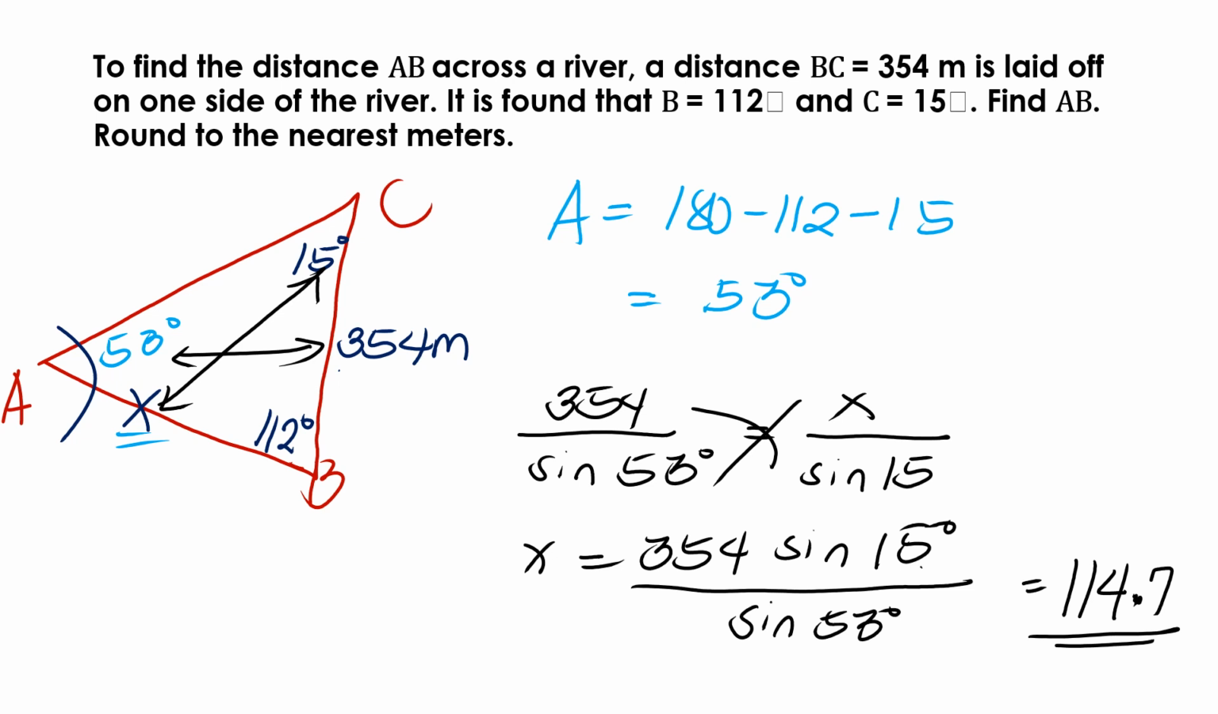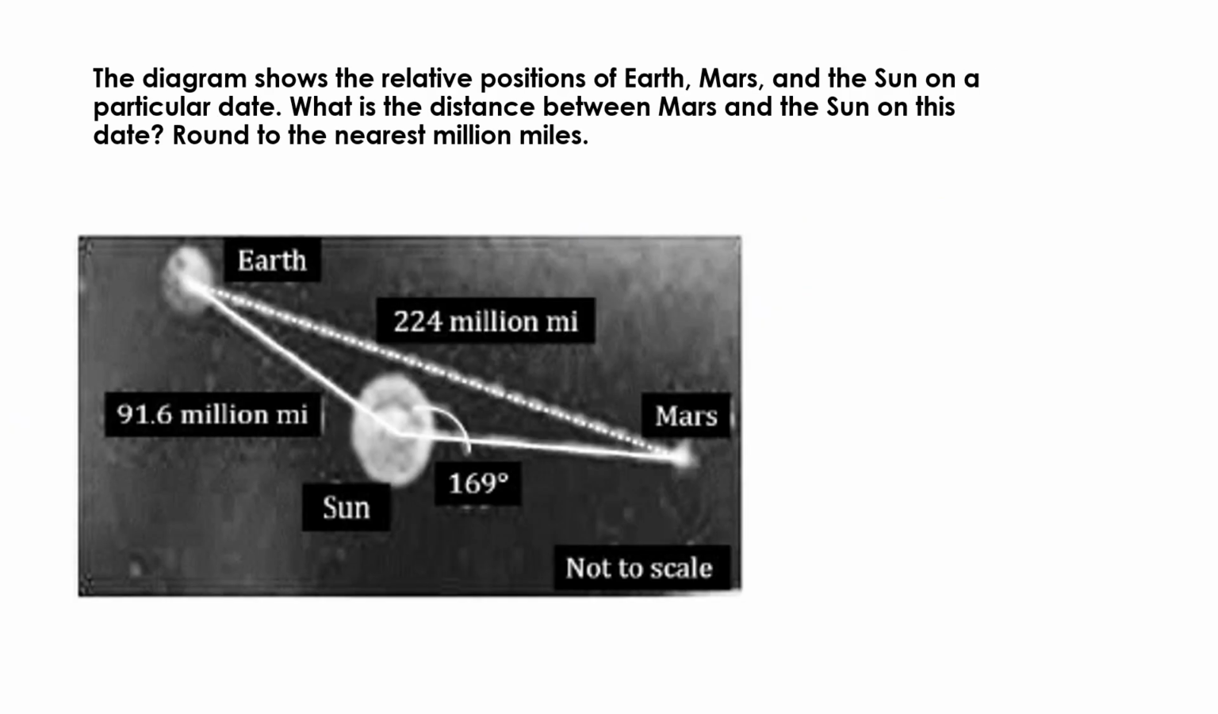So for the rest, I'm just going to give you a clue on how you're going to have the answers. Let's have number 2. So we have here a diagram that shows the relative positions of Earth, Mars, and the Sun on a particular date. What is the distance between Mars and the Sun on this date? Round to the nearest million miles. So we have here the given. The Sun, Mars, and Earth. So we need to find the distance between Mars and the Sun.